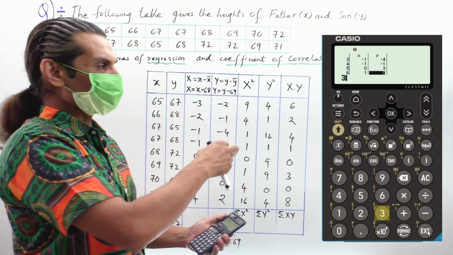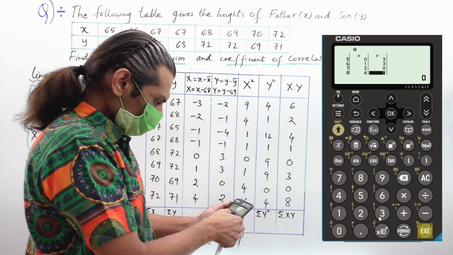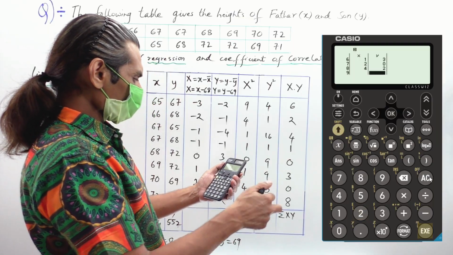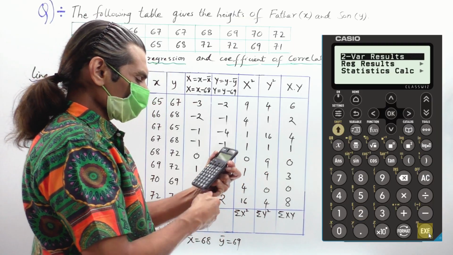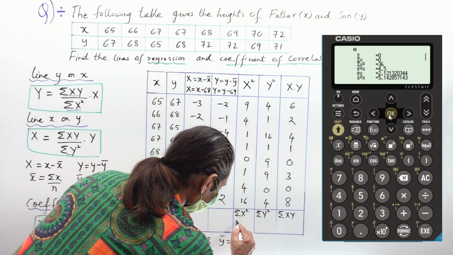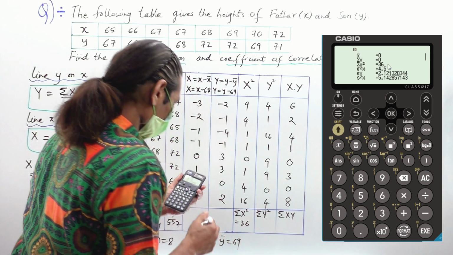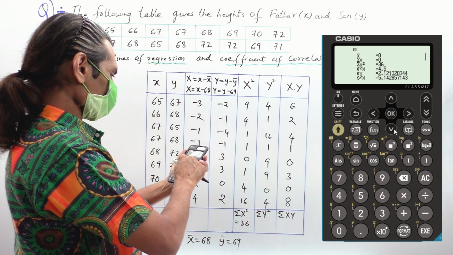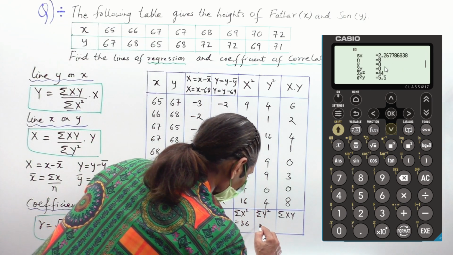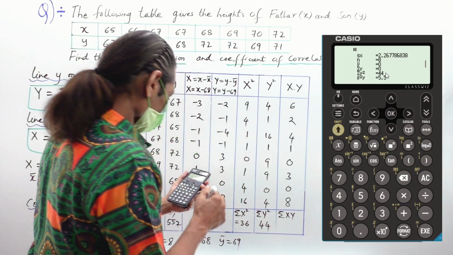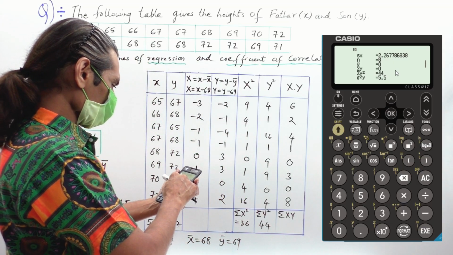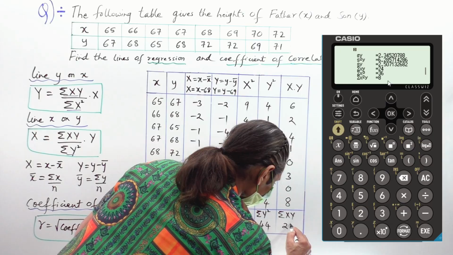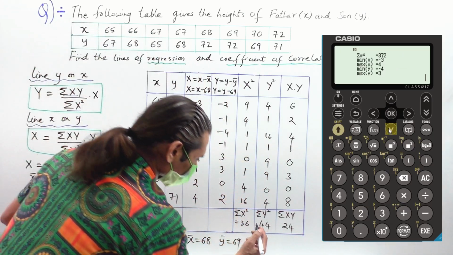So the fresh results for these new sets, we have the two variable results: sigma x square. See, we are getting 36. Then we have summation of y square is 44. Then we have summation of xy is 24. So we got all the summation values here.